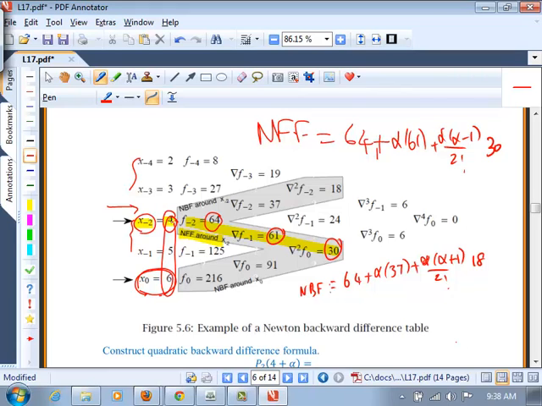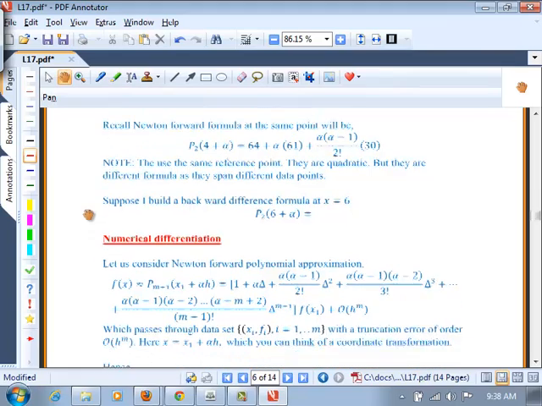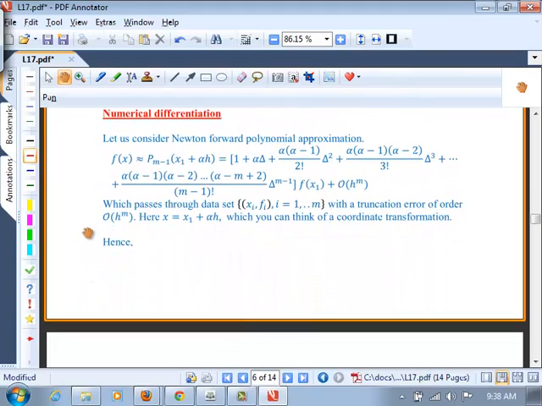I have a few exercise problems here that you can work through. Numerical differentiation. How do I take derivatives of data? The same idea will be used later on for solving differential equations. This will give us the so-called finite difference approximations for derivatives.